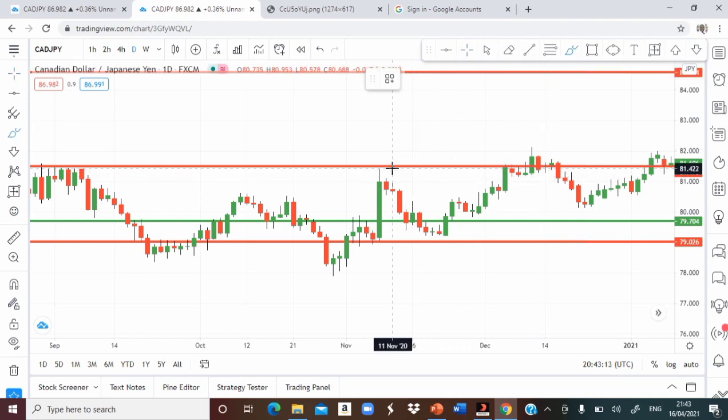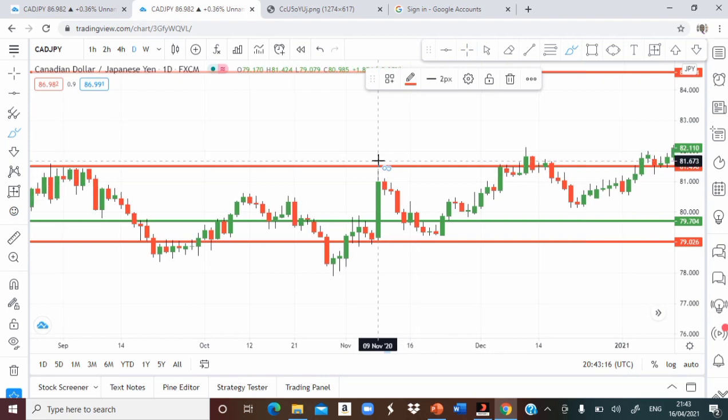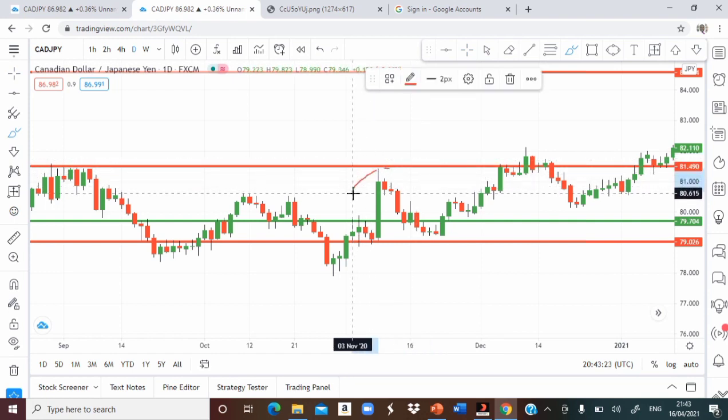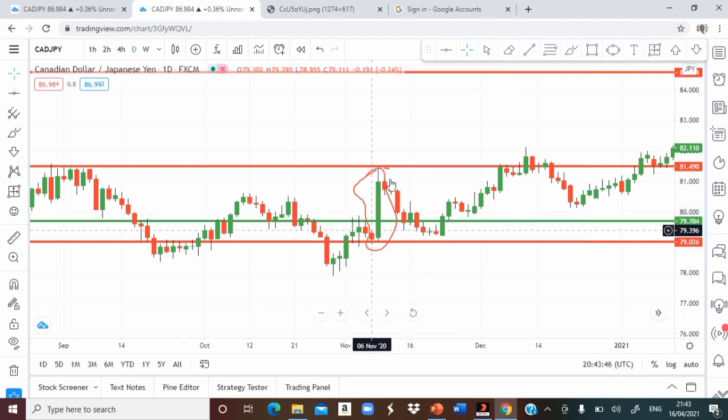This was the November 9th, 2020 candlestick. Let's say you were waiting for this candlestick to form. If you are using the daily time frame, you were waiting for this to form, and at that time you have to allow that day to close before you place this buy.